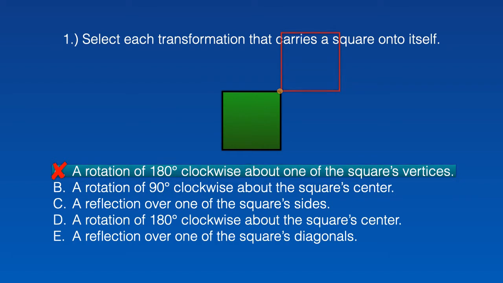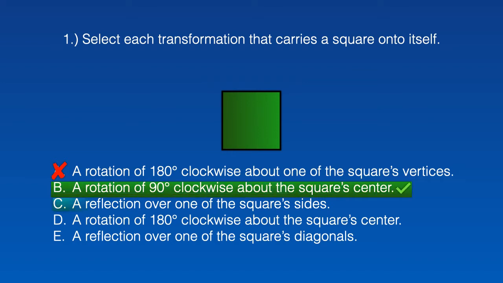Let's look at letter B. Letter B says a rotation of 90 degrees clockwise about the square's center. By the way, when you see the word about, that means the same thing as around. You could think about it as around the square's center. Okay, so there's the center of the square. If I rotate this square 90 degrees clockwise around its center, it ends up looking exactly the same. So therefore, that answer is correct.